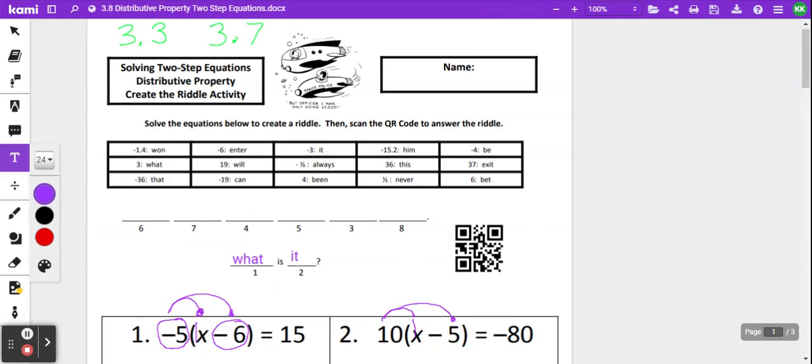So now you're going to finish the back part of this worksheet, put your answers in the riddles, and then you can use your computer and check the QR code to see what the answer to the riddle is.